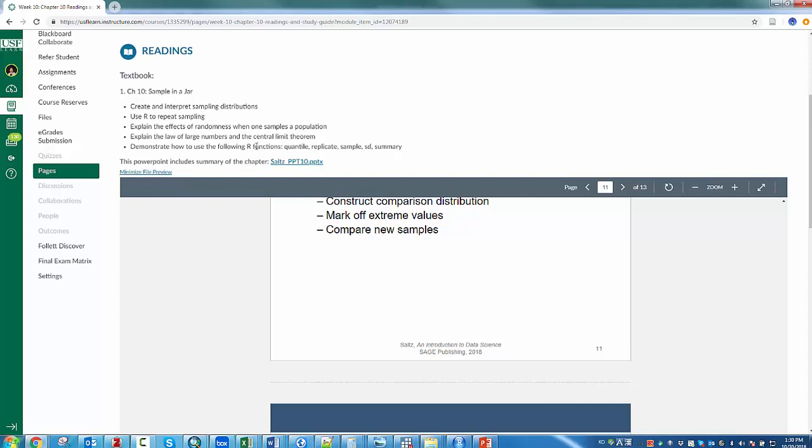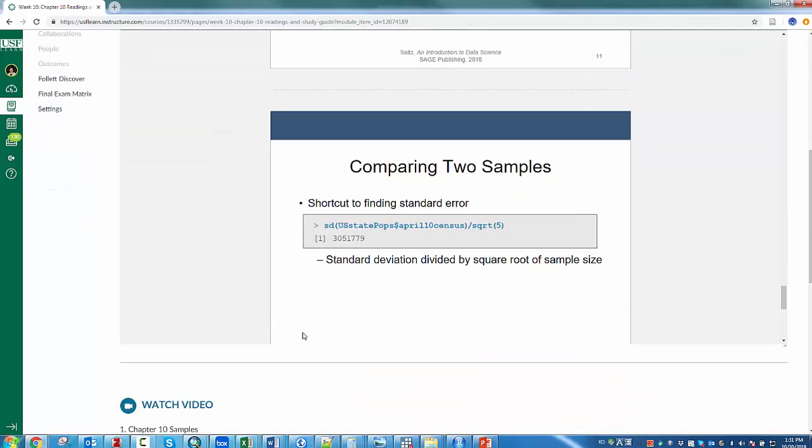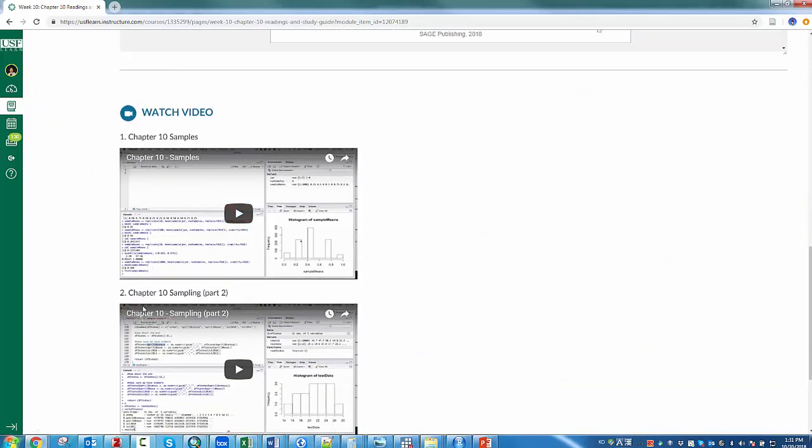So more specifically, one of the takeaways of this chapter should be understanding that a large number of samples will always get closer to the population mean. And there are some functions that you are going to use. These two videos explain just the basics of sampling.